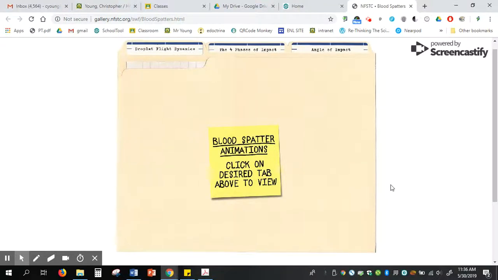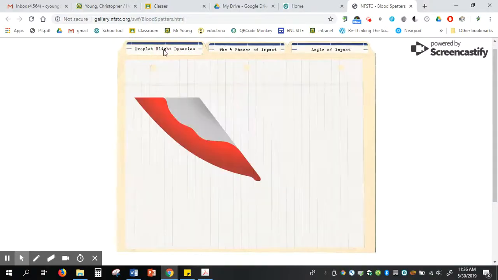Hey, this is Mr. Young, and I am going to take you through the blood spatter interactive animations from the National Forensic Science Technology Center. All right, we've got three tabs up here. I'm going to take you through these three sections. I'm going to read some of the things to you. Some of the things you're going to have to hit pause and read on your own.